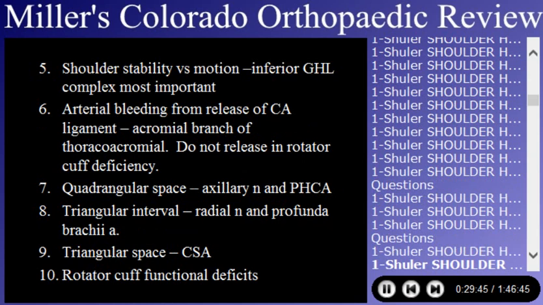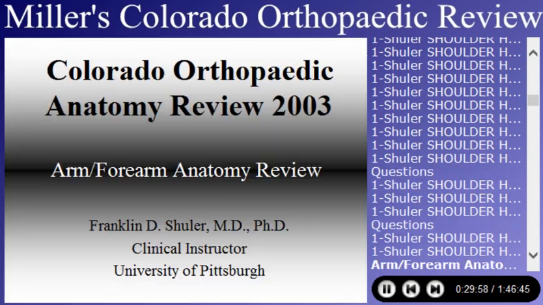Quadrangular space: axillary nerve, posterior humeral circumflex artery. Triangular interval: radial nerve, profunda artery. Triangular space: circumflex scapular. And rotator cuff functional deficits, which we covered on exam questions. That ends that section. We're going to go to the next section.